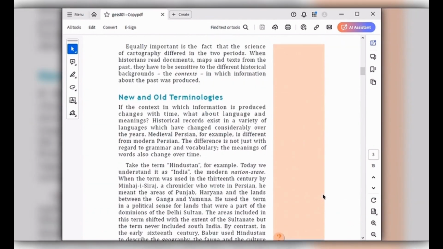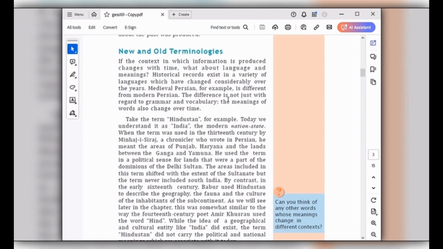Equally important is the fact that the science of cartography differed in the two periods. When historians read documents, maps and text from the past, they have to be sensitive to the different historical backgrounds, the contexts in which information about the past was produced. New and old terminologies. If the context in which information is produced changes with time, what about language and meanings?